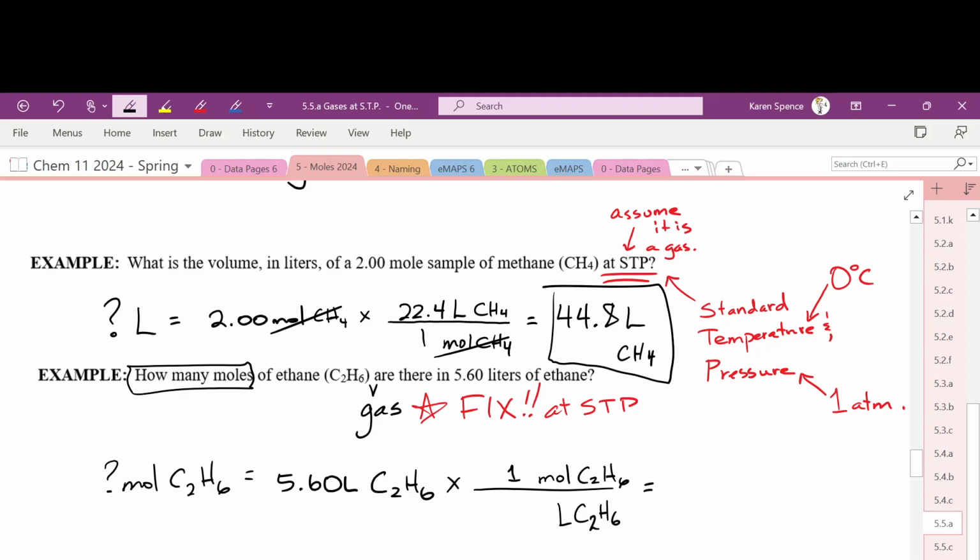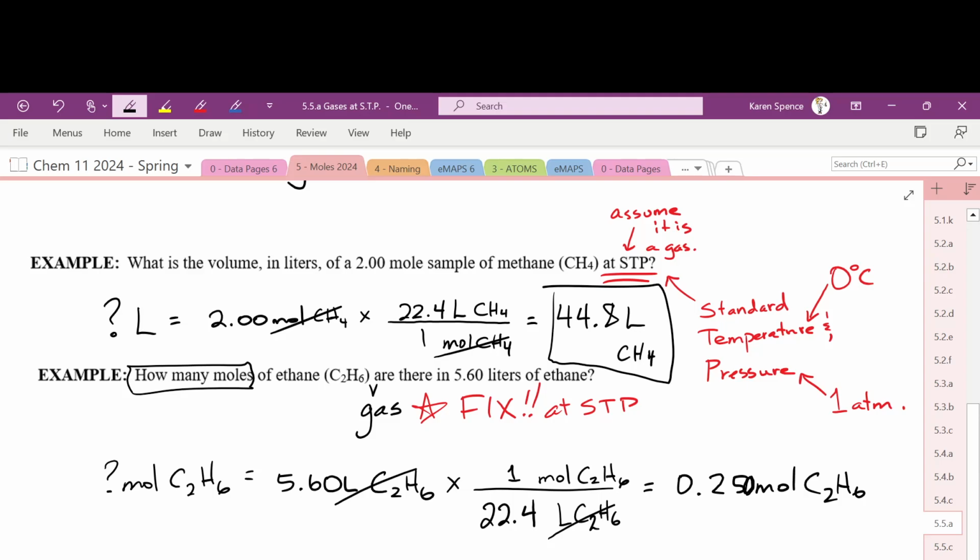Okay. So what number goes with the liters? 22.4, because 2 plus 2 equals 4. All right, so 5.60 divided by 22.4 equals 0.25 moles C2H6. Bam, bam. Okay? What do you think of my answer? I need to have 3 sig figs, so I need to toss a 0 in there. Even though the calculator spat out just 0.25, I need to have 3 sig figs.